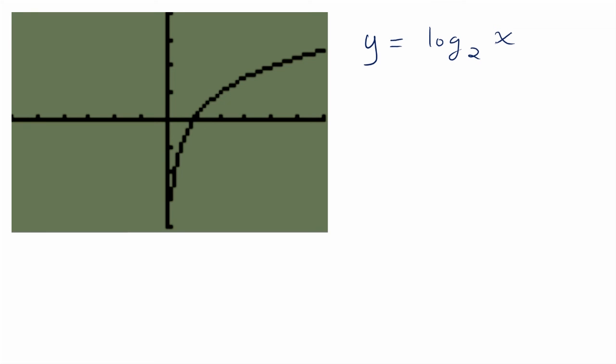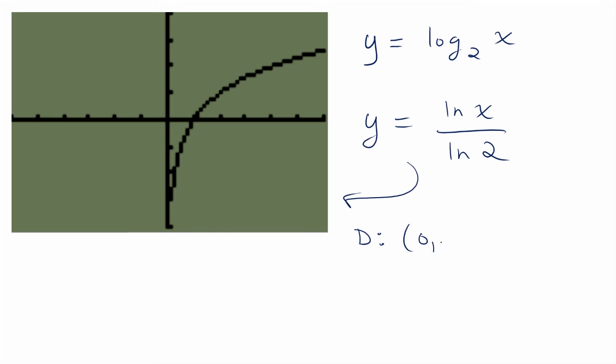So starting with y equals log base 2 of x, we'll first use the change of base formula, giving us y equals the natural log of x over the natural log of 2. Plugging that into the calculator yields the graph here on the left-hand side. We can see that the domain of this function is from 0, not including 0, to positive infinity, and the range is all real numbers.